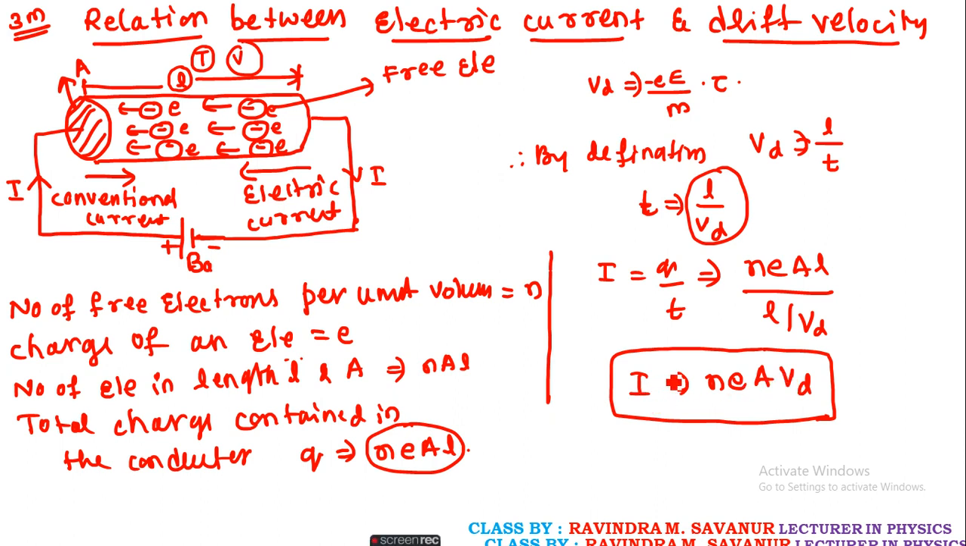So this is the mathematical equation for the relation between electric current and drift velocity, where I stands for the current flowing through the conductor, small n stands for the number of free electrons, e stands for the charge of the electron, A stands for the area of the conductor, and Vd stands for the average drift velocity of the electron.